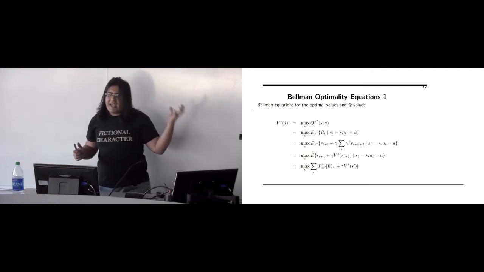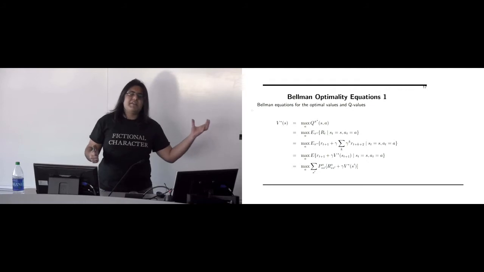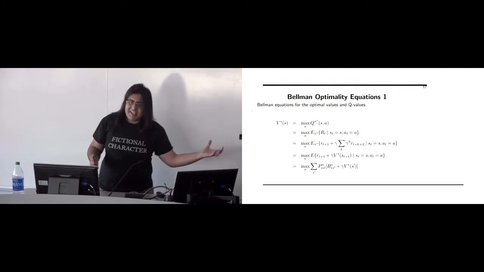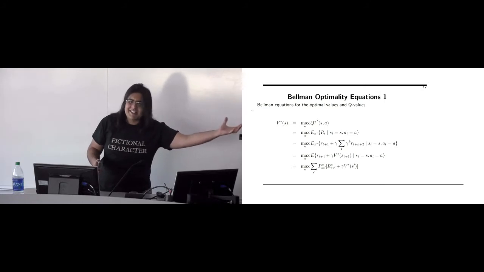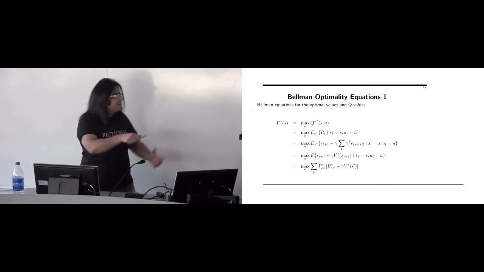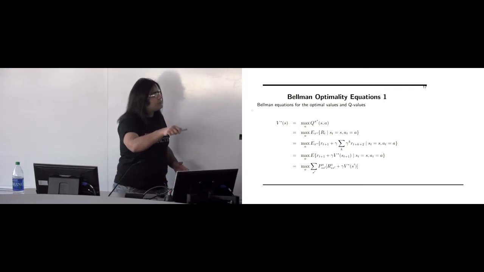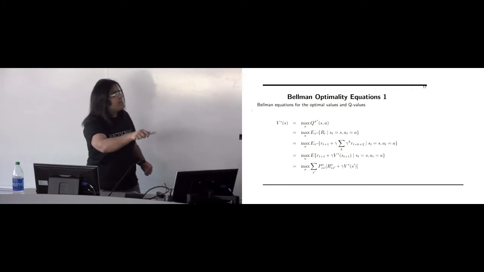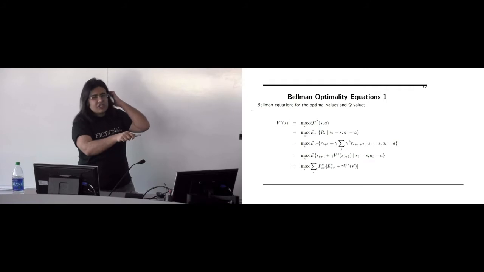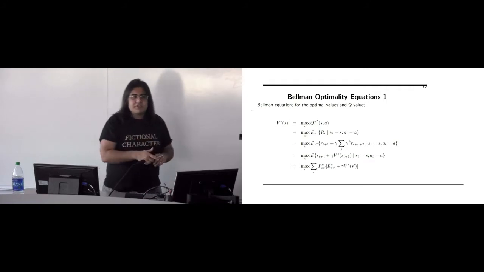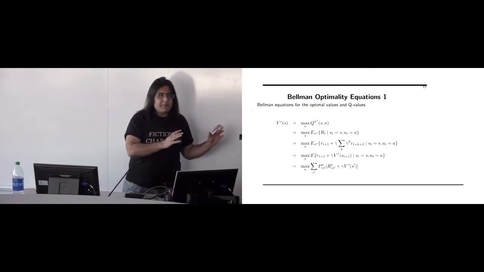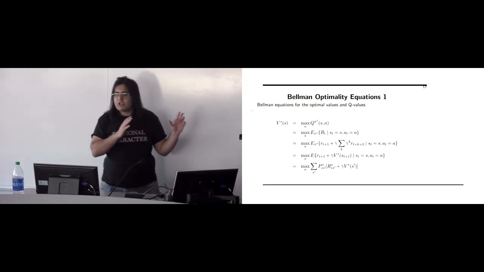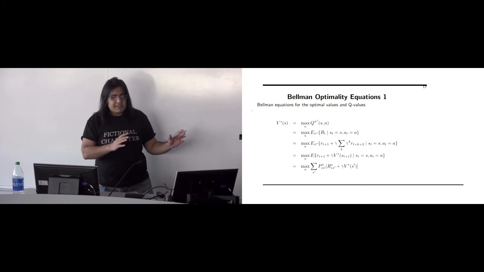V star of S, let's say V star of S_t at the current state, depends on V star of S_t+1 at the next state. This is how a dynamic programming or Bellman equation formulation emerges. For those of us who are CS majors, we already know this formulation from our algorithms class. We know that it can be very easily solved.